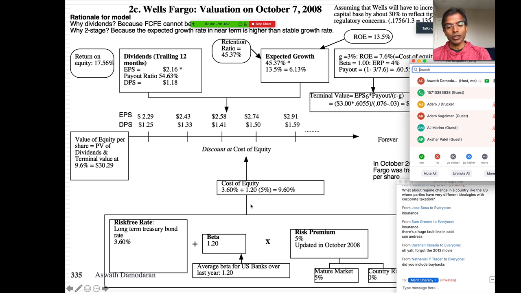So this is a post-crisis valuation. I push up the risk premium. My cost of equity gets higher. I discount the dividends and the terminal value back at that cost of equity. What I get as a present value is $30.29. The stock was trading at 32.